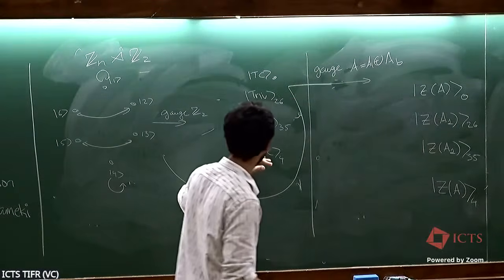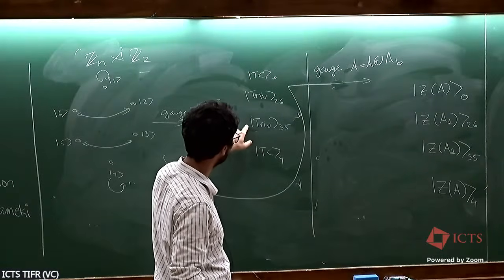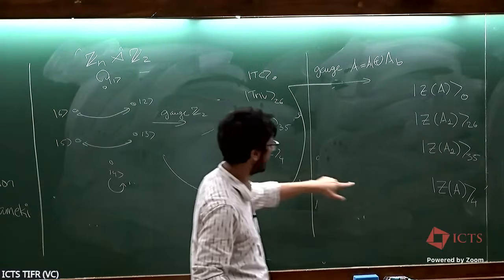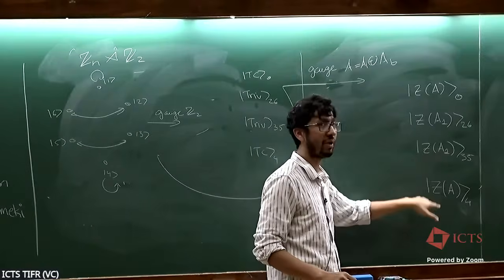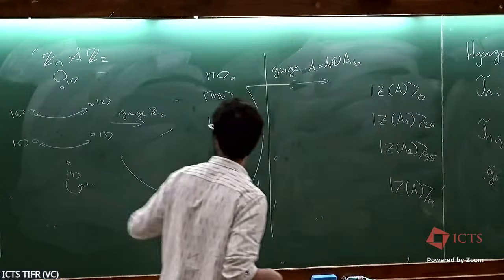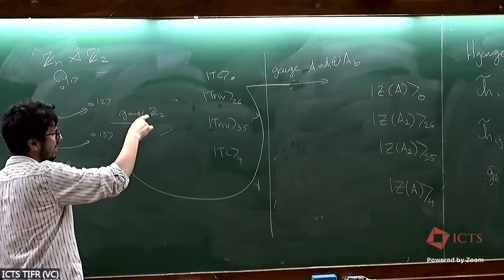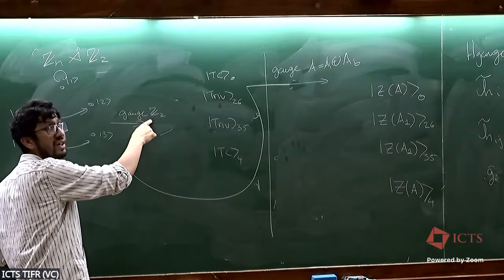And just like this is the Z2 gauging, the toric code is the Z2 gauging of the trivial phase. The ZA is the Z2 gauging of ZA1. So over here we gauged the subgroup Z2, right?